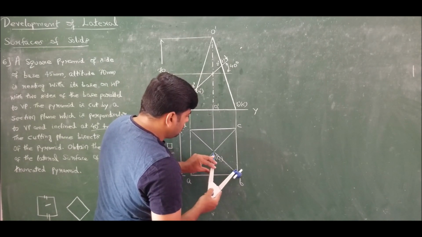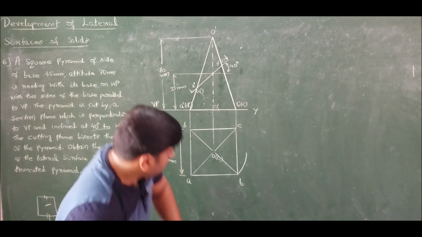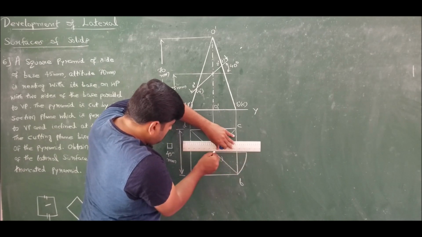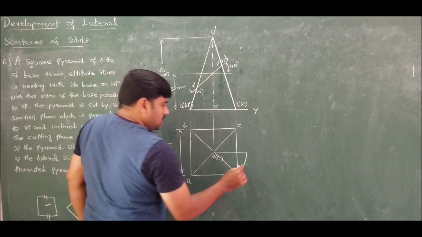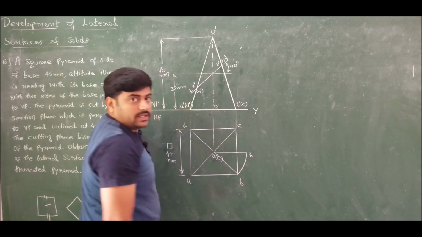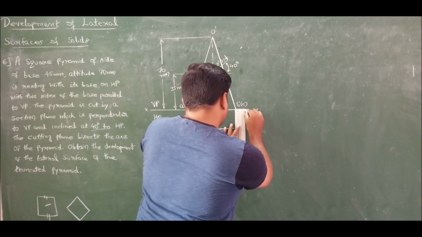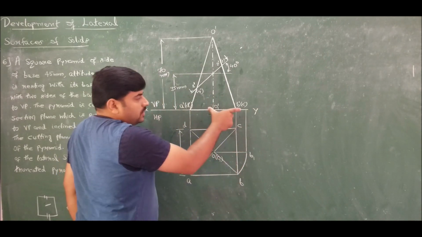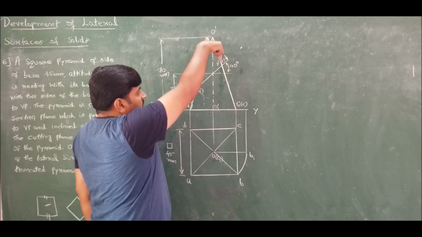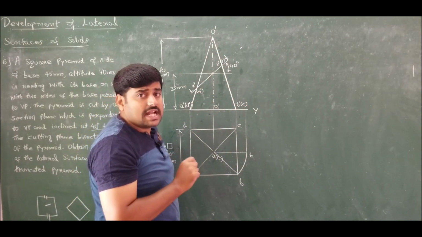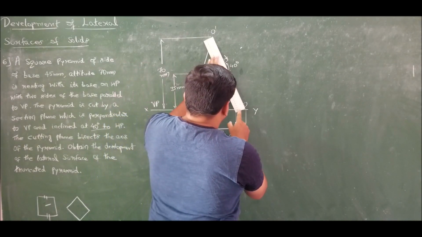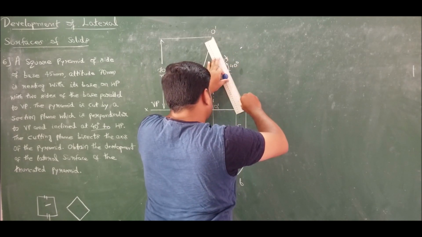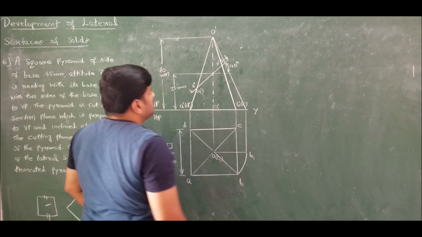I will make BO parallel, that is, I have made B to O parallel. I will call this B1. So I will take the projection. Now if you observe, O to B1 is parallel to VP. So therefore, B1 to O dash will give us the true length of the slant edge. So connect this. I'll connect this to obtain the true length of the slant edge. Done.